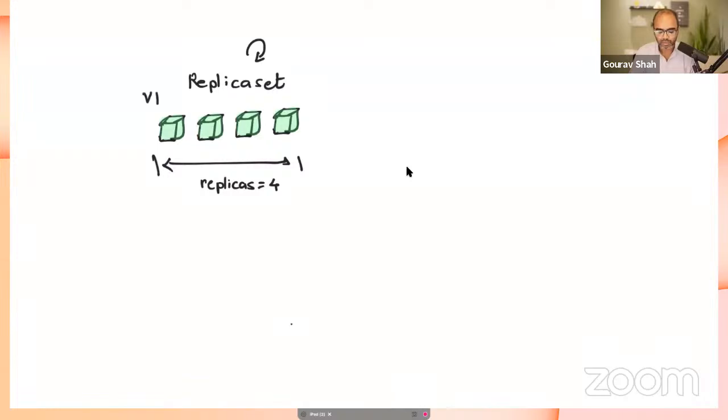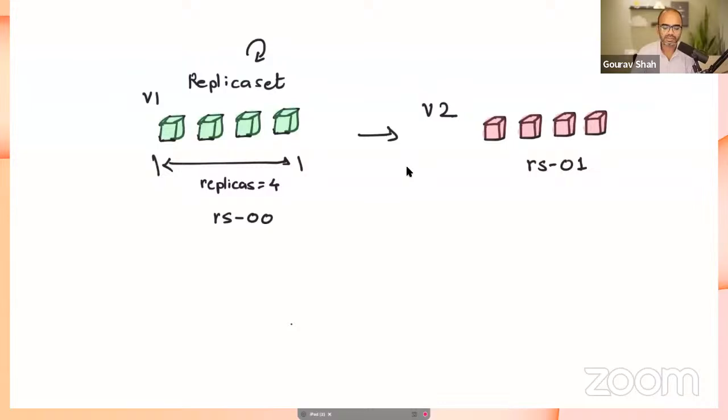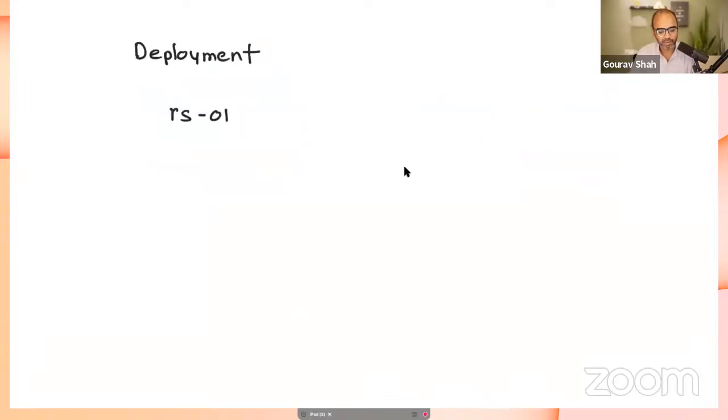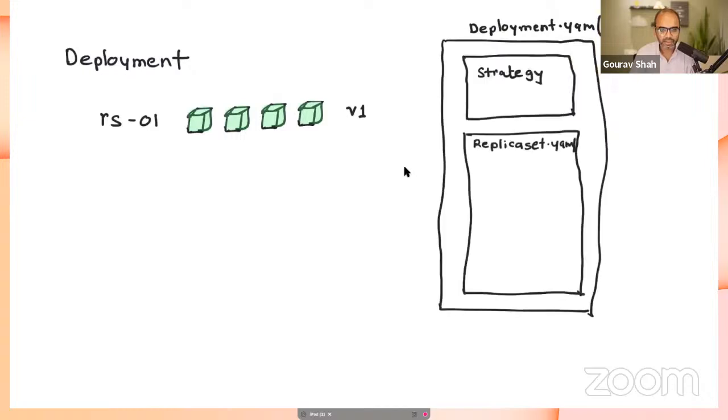And then when you want to go from one version to another, this is where you need some strategy. If you look at replica set alone, replica sets are not capable of going from one version to another. That's when you need some controller on top of that. That's where we bring in the deployment. Deployment works this way. It starts with rolling out the version by internally creating a replica set. And then you define an update strategy.